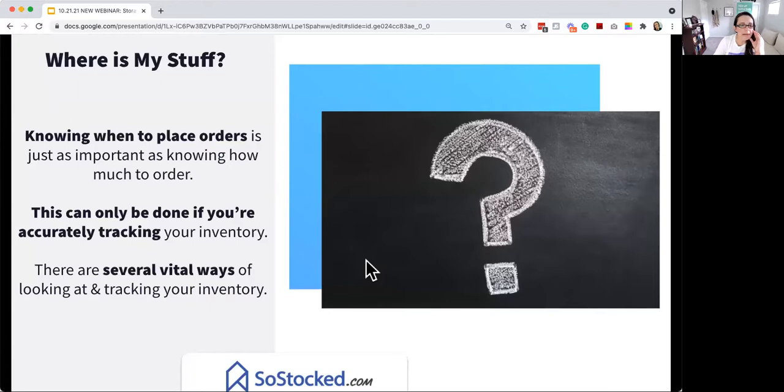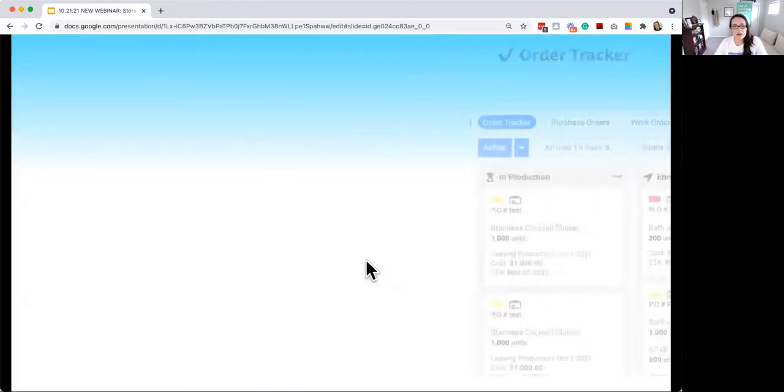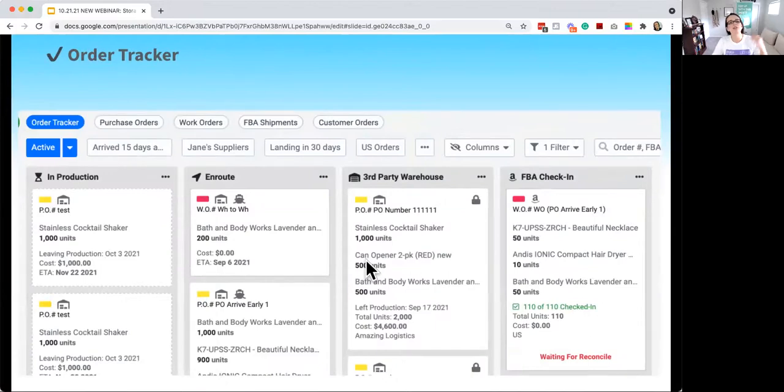Where is my stuff? Knowing when to place the order. You can only know when to place the order if you know where your stuff is. We thought that initially the problem was only forecasting, but we got a lot of people saying, I need to know where my stuff is. So we're going to talk about several vital ways of looking at and tracking your inventory. This is a SoStock example, but you can use things like Trello. You can use Airtable spreadsheets. This is just the way that we look at it within SoStock.